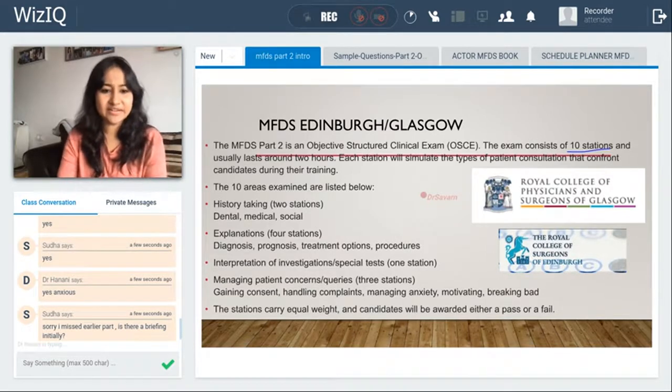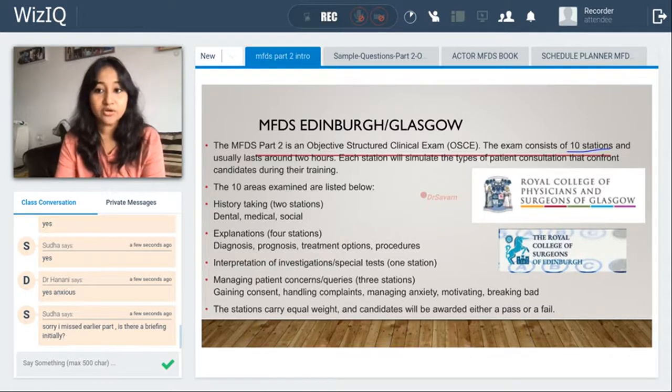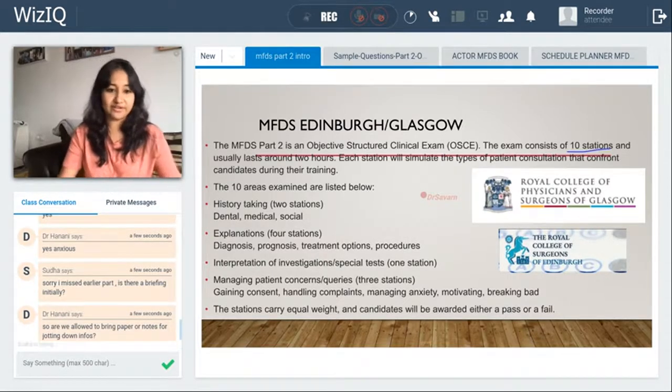All we were saying is that there are 10 stations and you'll be having a placard which will be stuck to the rooms, and you'll be having 2 plus 8 minutes. So 2 minutes for reading the scenarios and 8 minutes for talking to the patient. Okay. So that is all we have said till now.